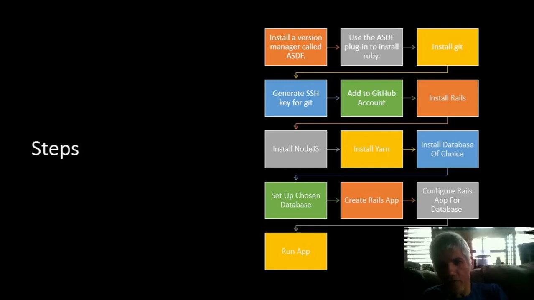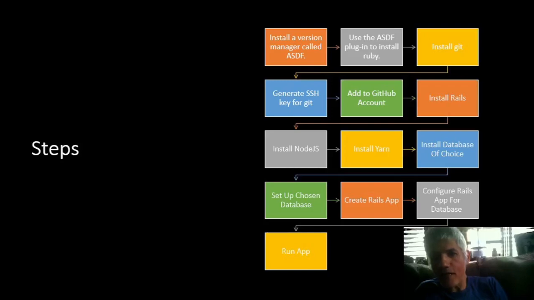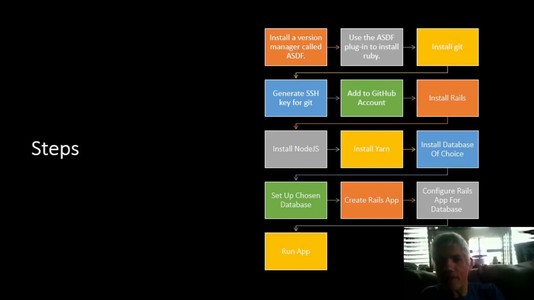We're going to install Node.js, which allows your web program to use JavaScript. We're going to install Yarn, which is basically an easy way to manage and install different libraries in your JavaScript application. We're going to install the database of your choice, which includes SQLite, MySQL, and PostgreSQL. I'll show you how to install each one of those databases and set them up. Then I'll show you how to create a Rails app that uses each of those different databases, how to configure the Rails app for each of those databases, and finally how to run the app.